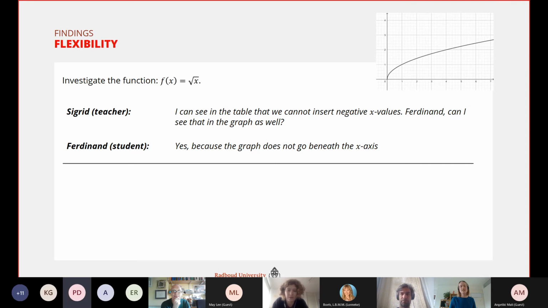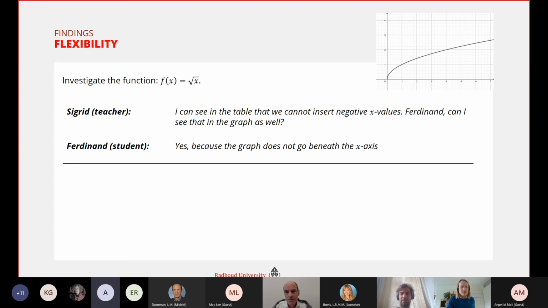Or maybe graph the function x squared and raise the same question. Right, and why? Because then the argument does not hold, because that graph doesn't go beneath the x-axis as well, but you can input negative values for x. Right.